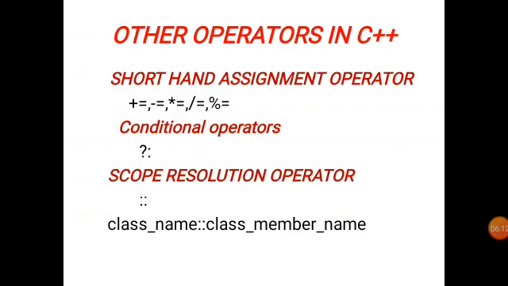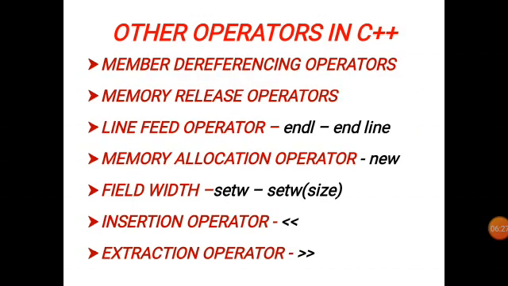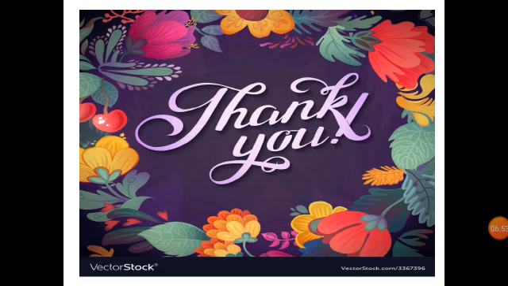Then there are many other operators in C++. Here you are seeing the shorthand assignment operator, conditional operator, and scope resolution operator, which is one of the important operators in C++. Then the member dereferencing operator, memory release operator, and the line feed operator, called endl, end line. Then the memory allocation operator: we have to use new, which will allocate space in memory. Then field width, setw, with which we can give the width size of a field or name or any characters. Insertion operator and extraction operator.